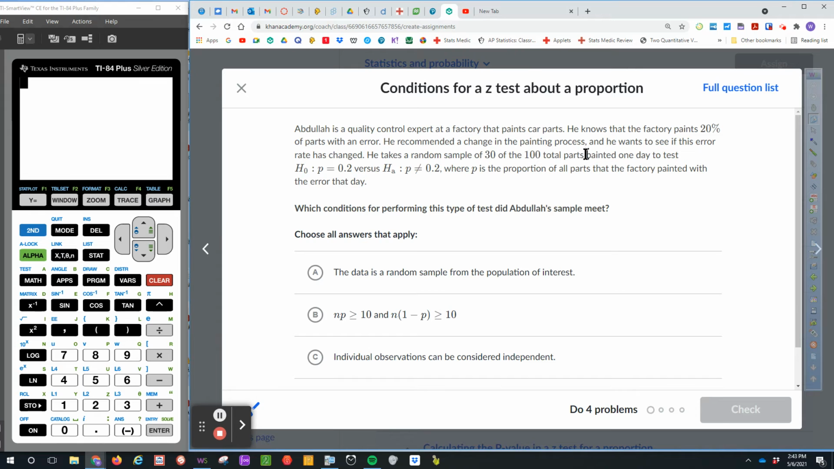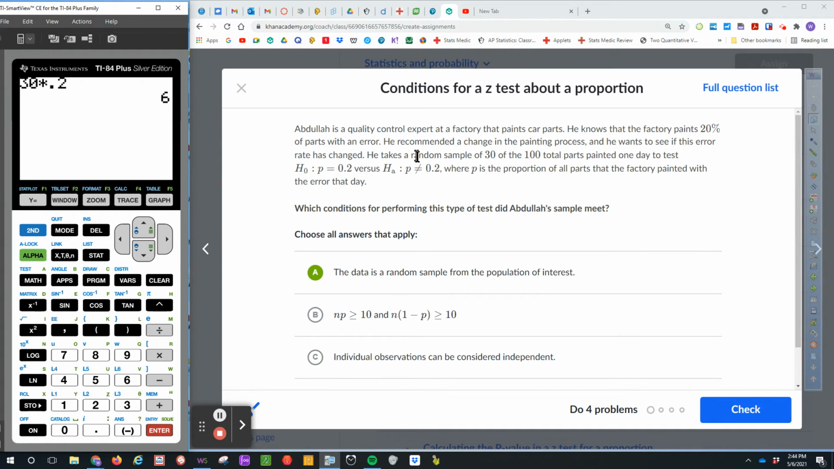Did they say anything about random sample? We know this is a check: the data is a random sample from the population of interest. Now the next thing is interesting. Your p here is 0.2 and you have a random sample of 30. So I need to take 30 times 0.2, and that is only 6, which is not more than 10. So I cannot check this; the normal condition was not satisfied.